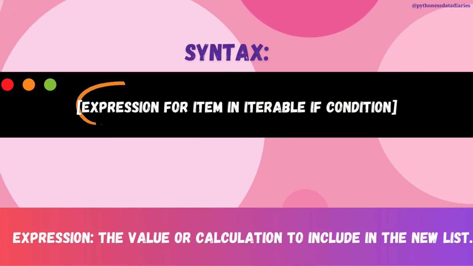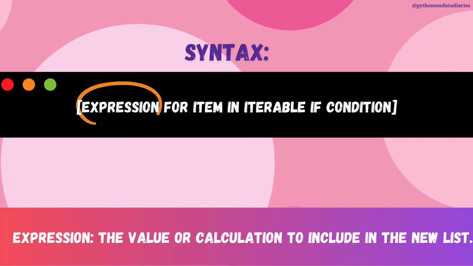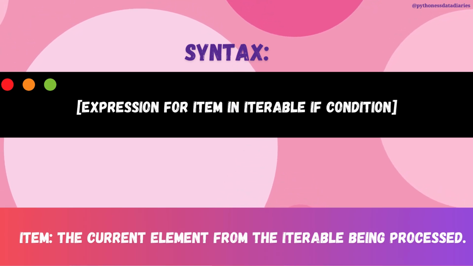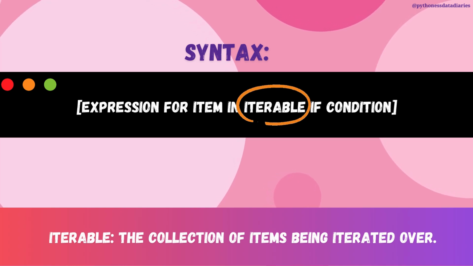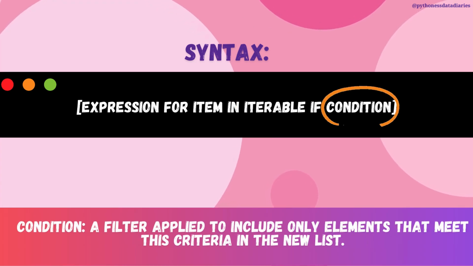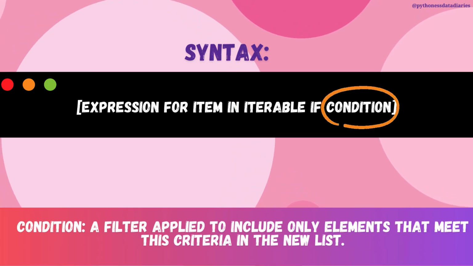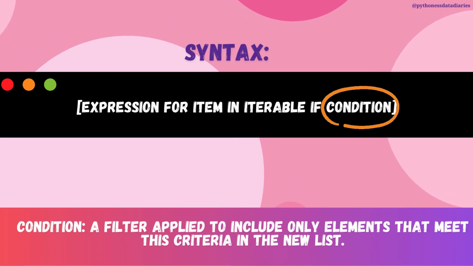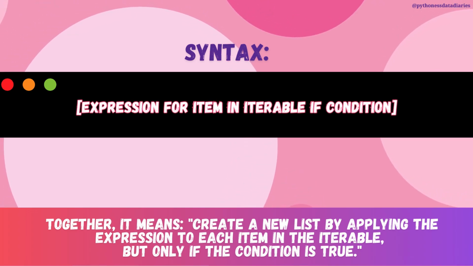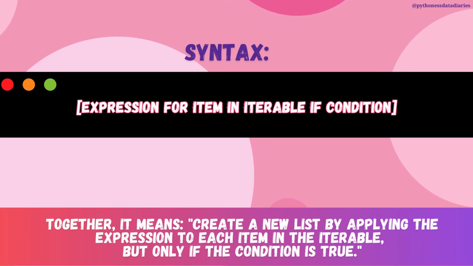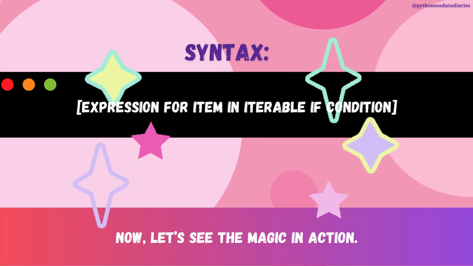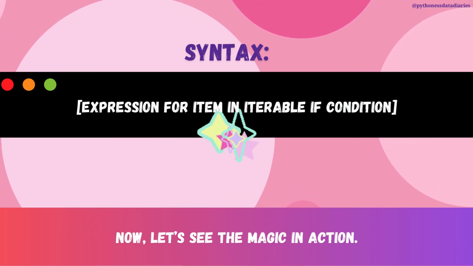Expression is the value or calculation to include in the new list. Item is the current element from the iterable being processed. Iterable is the collection of items being iterated over. Condition is a filter applied to include only elements that meet this criteria in the new list. Together, it means create a new list by applying the expression to each item in the iterable, but only if the condition is true. Now let's see the magic in action.